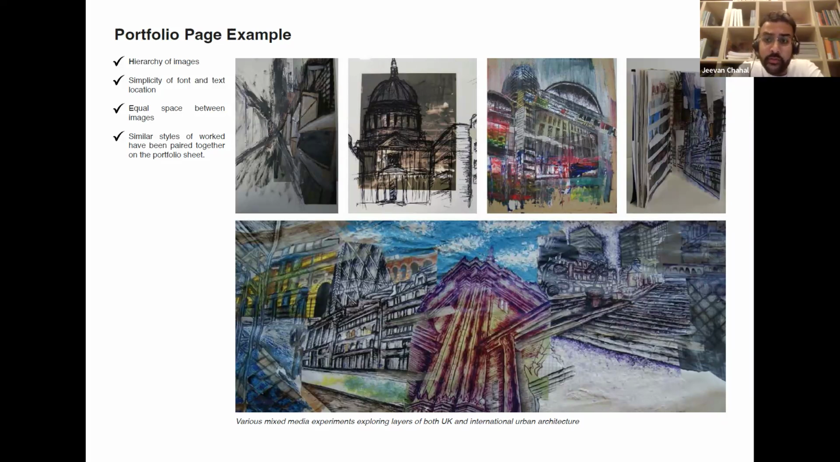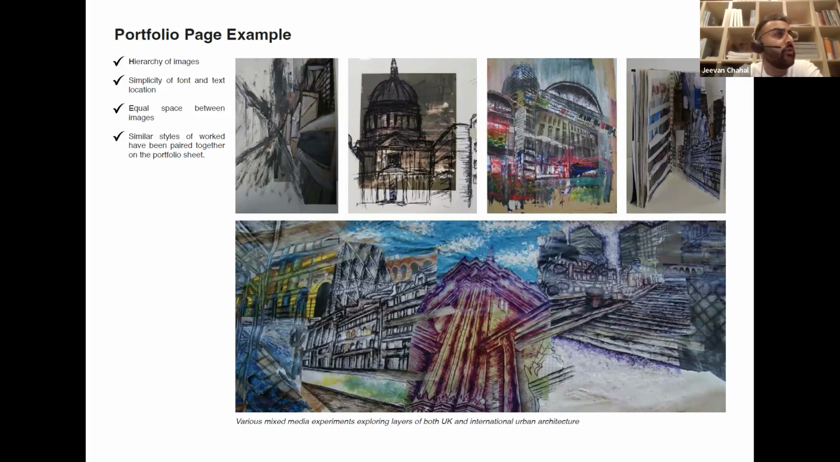So it's really simple, but number one, it gets across what kind of themes I use. It was mixed media, and it was experimenting. The theme of the whole page was exploring layers of both UK and international urban architecture. So it's looking at the what and the where, and how I've done it through mixed media.